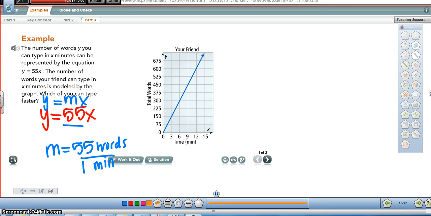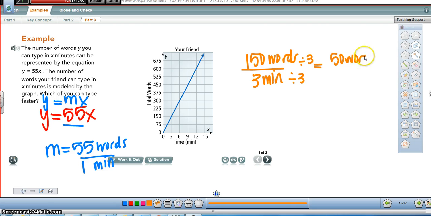Well, let's see. In 3 minutes, your friend can type 150 words. In 6 minutes, 300. 9 minutes, 450. It looks like we have 150 words every 3 minutes. Well, what would the unit rate be? How much in 1 minute? Your friend can only type 50 words in 1 minute, which is a little less than you. Your typing is a little bit faster.